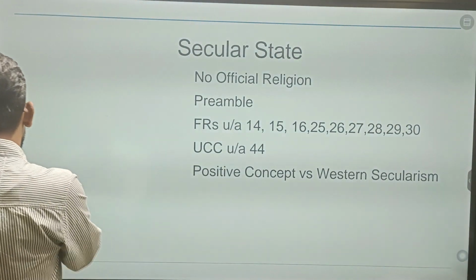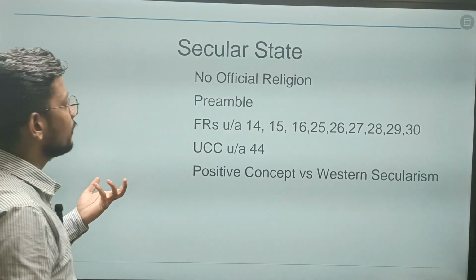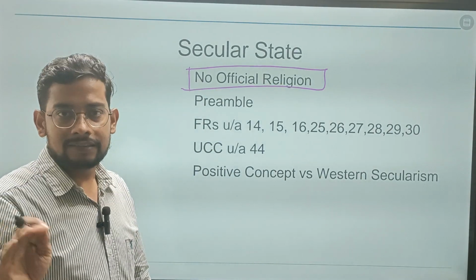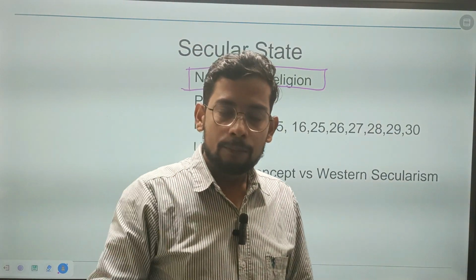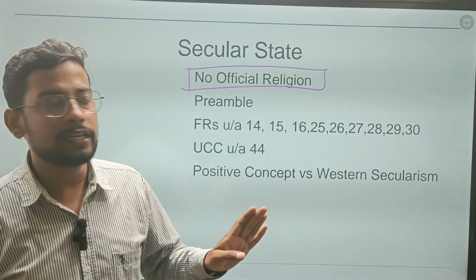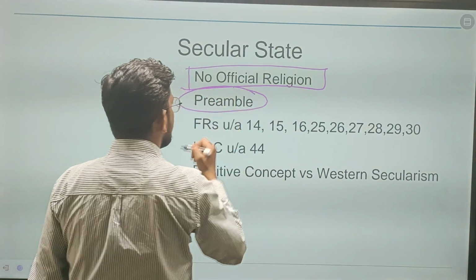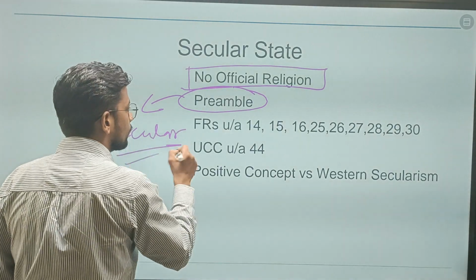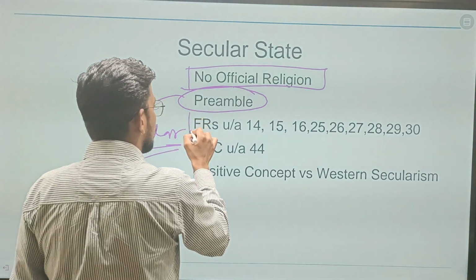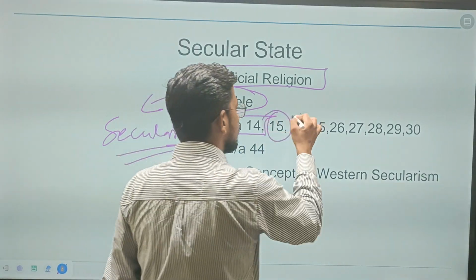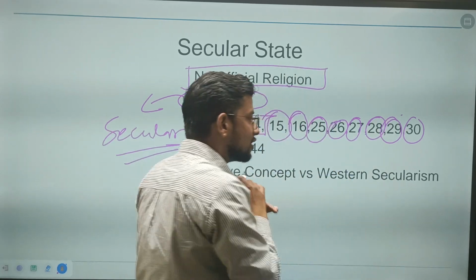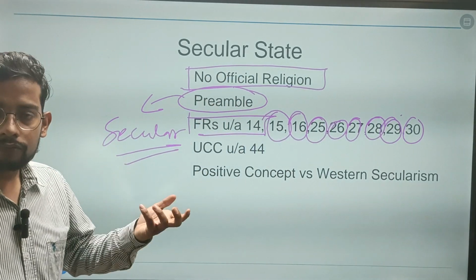Next is secular state. The Indian Constitution has a secular state, which simply means India does not have any official religion. We cannot say India is a Hindu state, Muslim state, Christian state, because India is not following any religion officially. Second thing, India has already declared this in the preamble by mentioning the word secular. India is a secular state. Then fundamental rights under 14, 15, 16, 25, 26, 27, 28, 29 and 30 have clearly mentioned that India is a secular state.